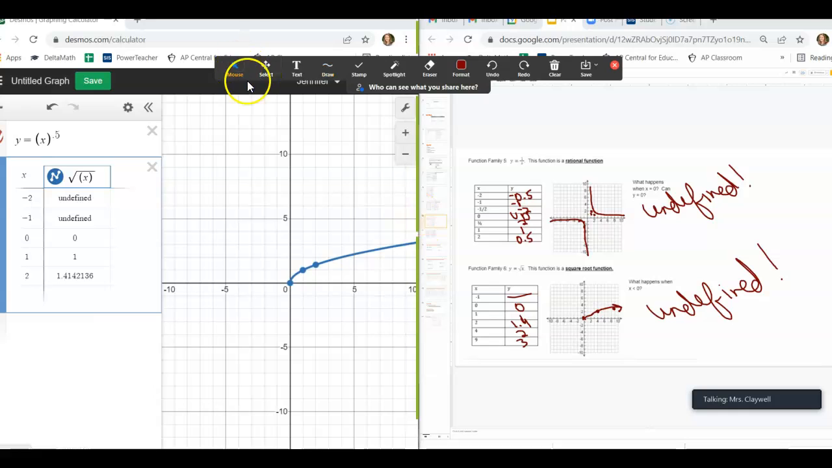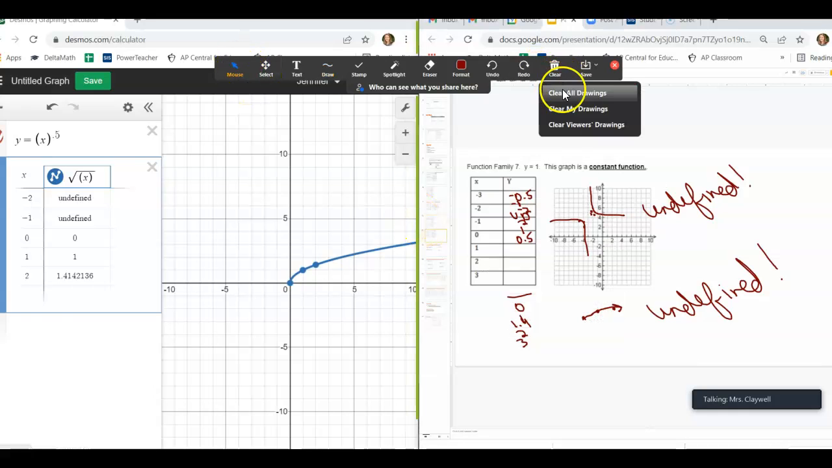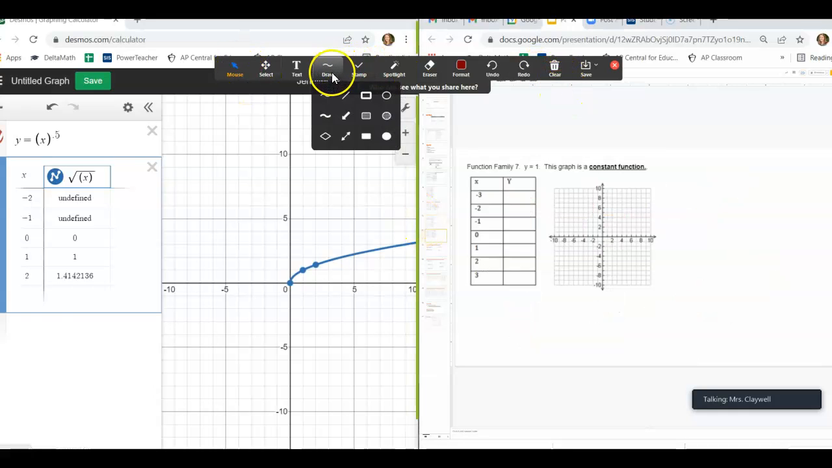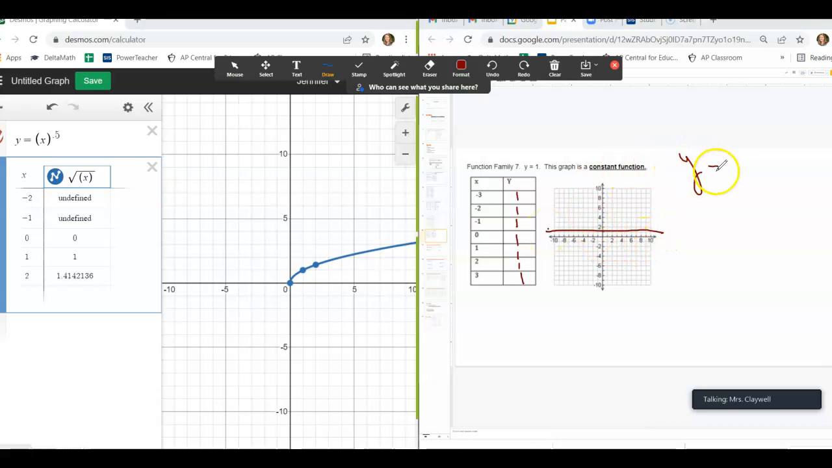So we're just going through and finding our parent functions. This is our last one. A constant function is when y equals 1. Regardless of my input, my output is always 1. So this looks like this. It's constant. You don't think of it as y equals 0x plus 1. I started at 1, and then I didn't move right or left at all.